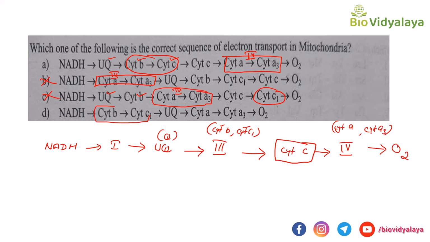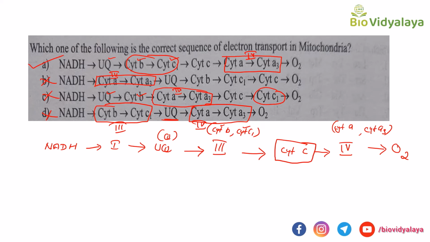Here ubiquinone is not given. Ubiquinone is given here in between complex 3 and 4. This is 4. So this is also not correct. So the correct answer is option A: NADH, ubiquinone, cytochrome B, cytochrome C1, cytochrome C, cytochrome A, cytochrome A3, oxygen.